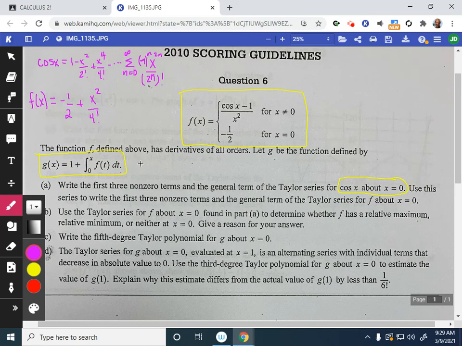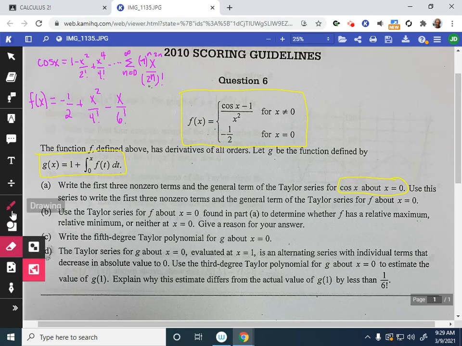They want how many terms? The first 3 non-zero terms. So let me get one other and see how this is going to flow. I know my next term would be x to the 6th. So now this is x to the 4th. And this would be 6 factorial. Okay, so there are my first 3 non-zero terms.